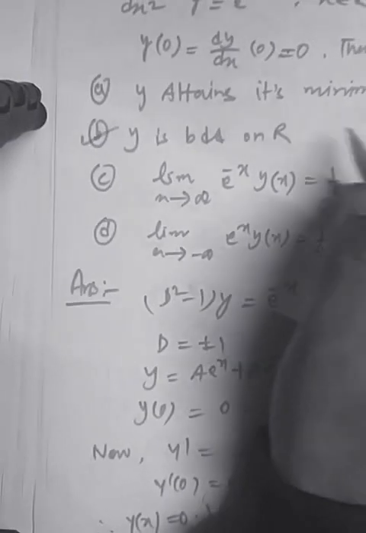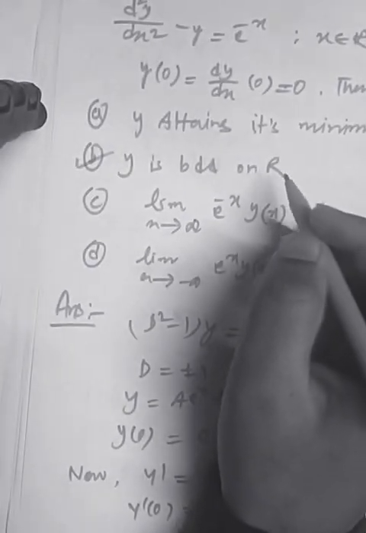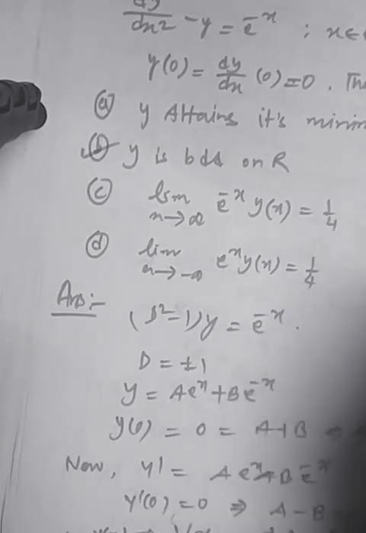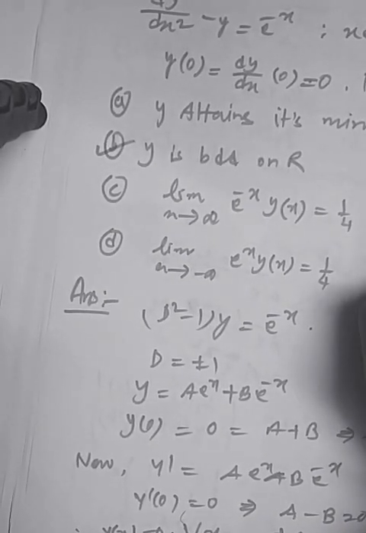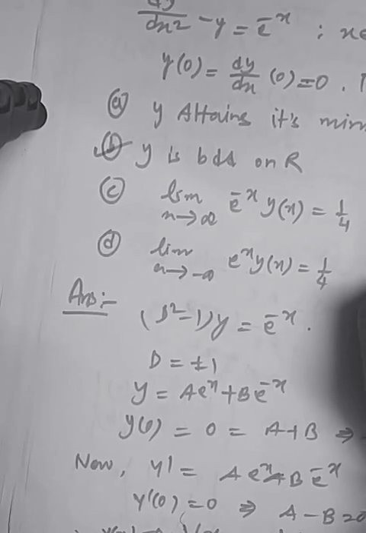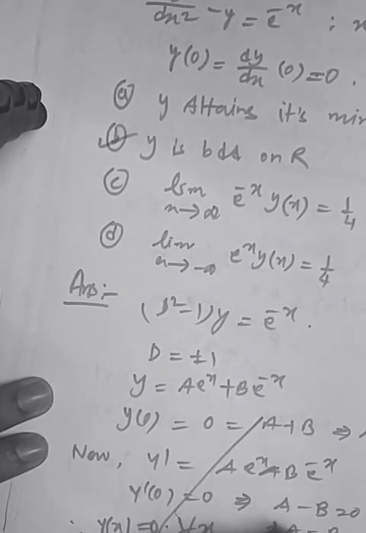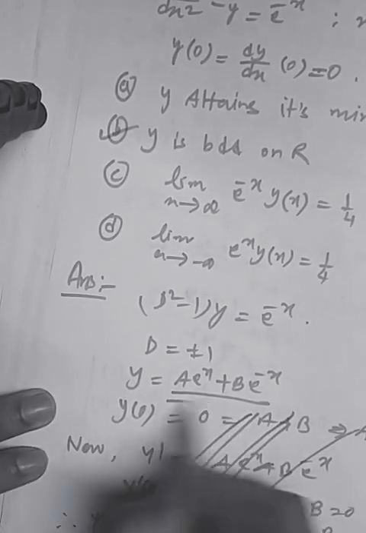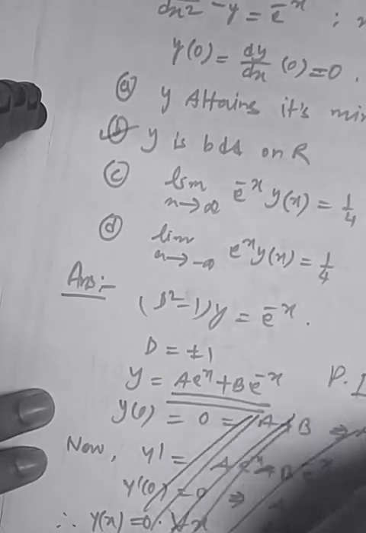So for all x, that means y is bounded on R, it attains its minimum on R. No, this is false, right? This is false because we have not found the particular integral. You have to find the particular integral, right?